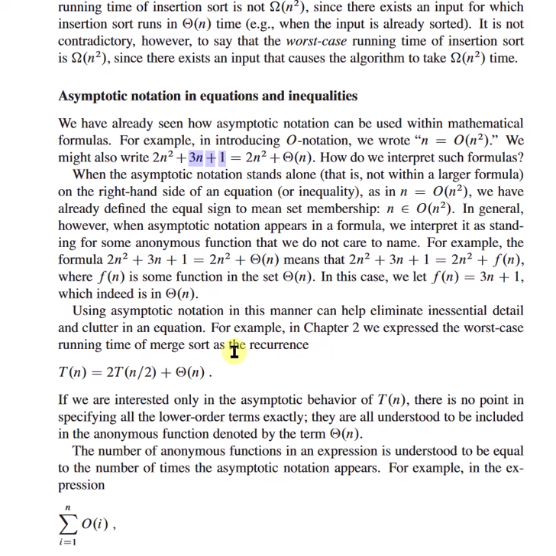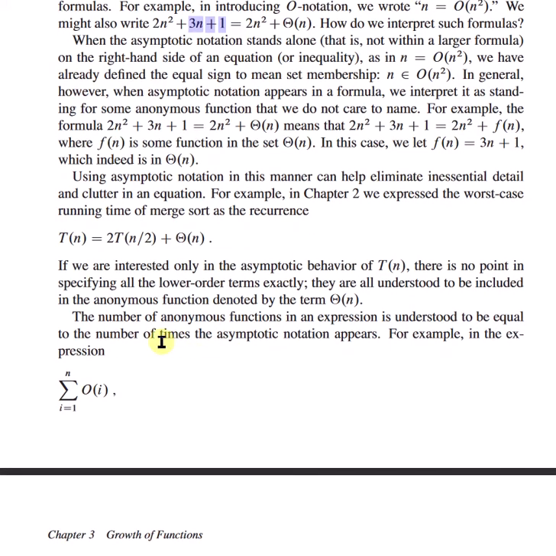For example, in chapter 2, we express the worst case running time of merge sort as the recurrence T of n equal to 2 T of n by 2 plus theta of n. If we are interested only in the asymptotic behavior of T of n, there is no point in specifying all the lower order terms exactly. They are all understood to be included in the anonymous function denoted by the term theta of n.